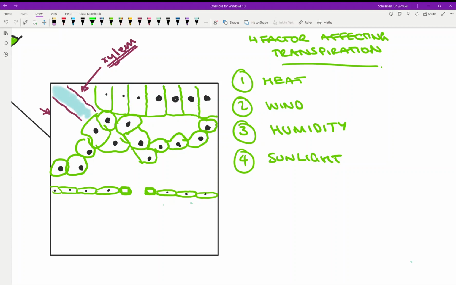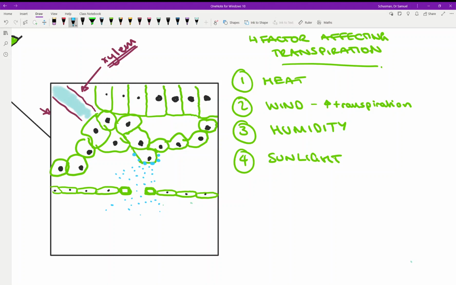So wind is a little bit more confusing. And it will also increase transpiration. And the way that it does that is, if you imagine, you've got our water evaporating. So let's not just have one water molecule, because that's too easy. Let's have all these water molecules, and they're trying to get out. So they're outside the stomata as well.